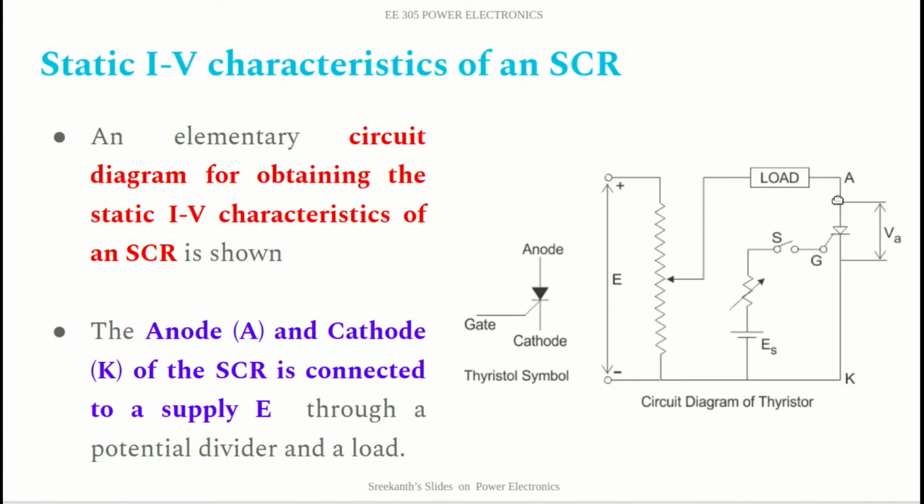Through the anode and cathode, by interchanging the signs, we can apply a potential difference across anode and cathode. We can either make anode positive with respect to cathode or cathode positive with respect to anode by interchanging the supply.